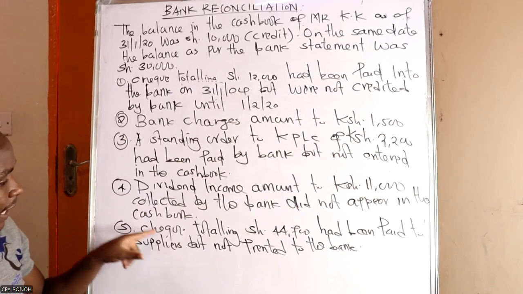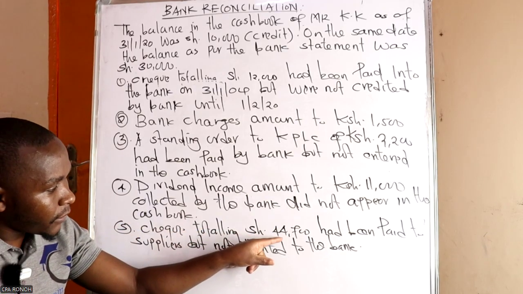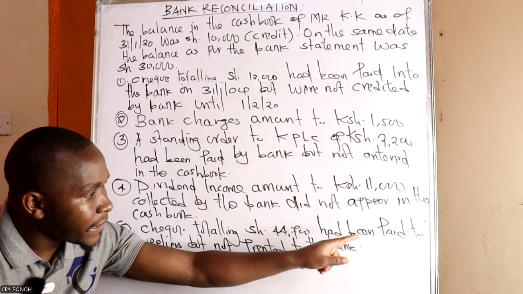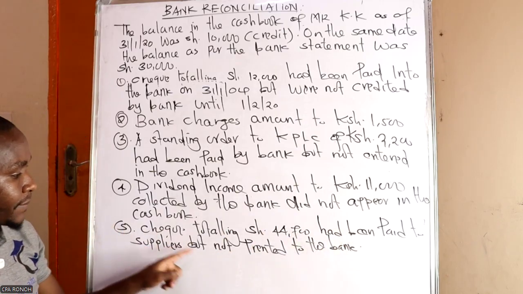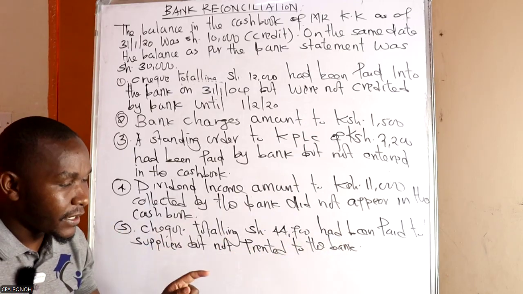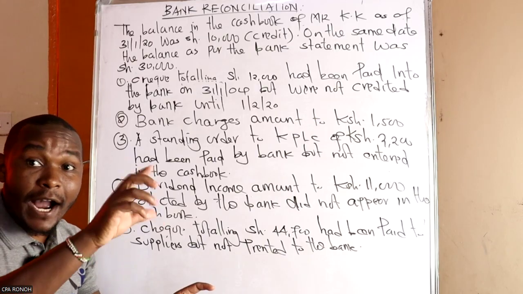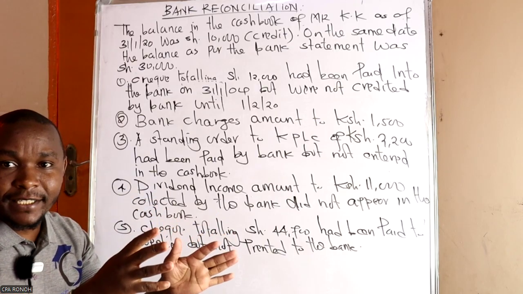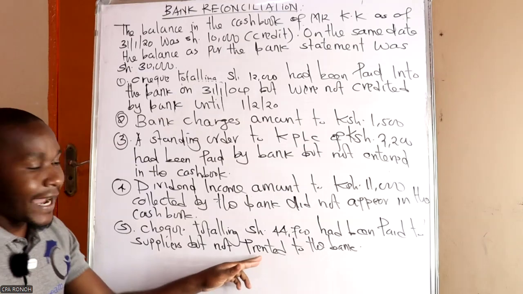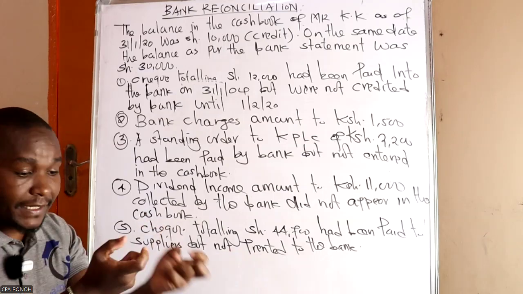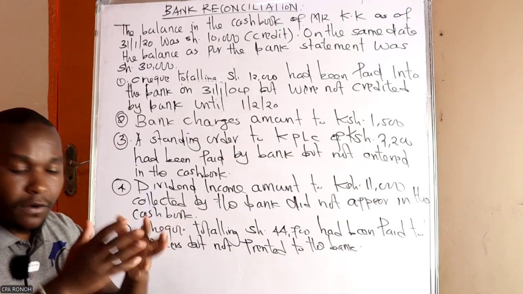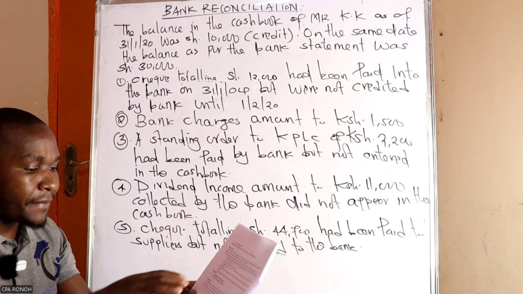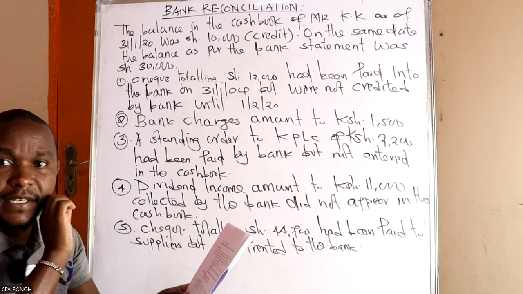Another one, we have been told a check totaling to 44,700 had been paid to the suppliers but not presented to the bank. Those of you who have been in the class of accounting, you know this one is unpresented check. So what are the steps for us to prepare the bank reconciliation of this scenario?